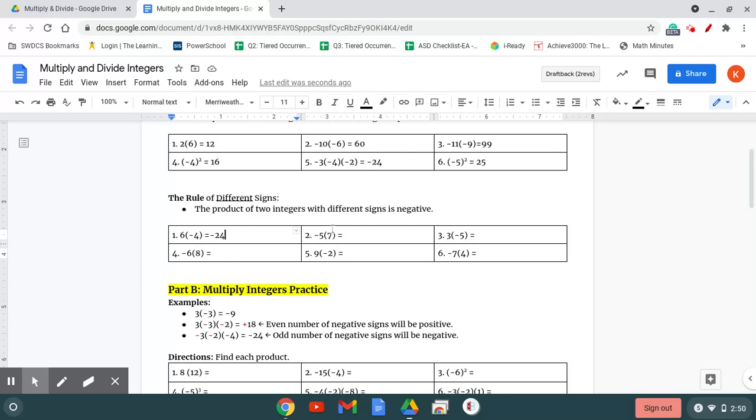All right, number 2. We have negative 5 times 7. 1 positive, 1 negative, so our answer is going to be negative. And then we just have to know our multiplication facts. What is 5 times 7? 5 times 7 is 35.